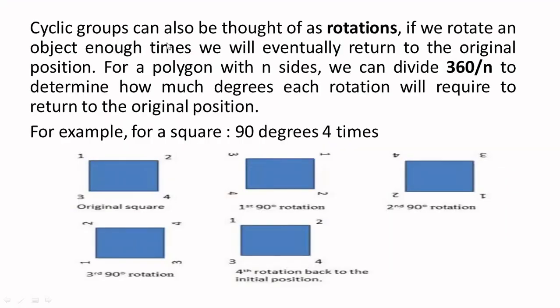The cyclic group can also be thought of as rotation. If we rotate an object enough times, we will eventually return to the original position. For a polygon with n sides, we can divide 360 by n to determine how many degrees each rotation requires to return to the original position. For example, for a square, 360 by 4 gives 90 degrees. So for a square, we require a 90 degree rotation 4 times to get back to the original position. This is the original square, first rotation, second rotation, third rotation, and the fourth rotation brings it back to the original position.